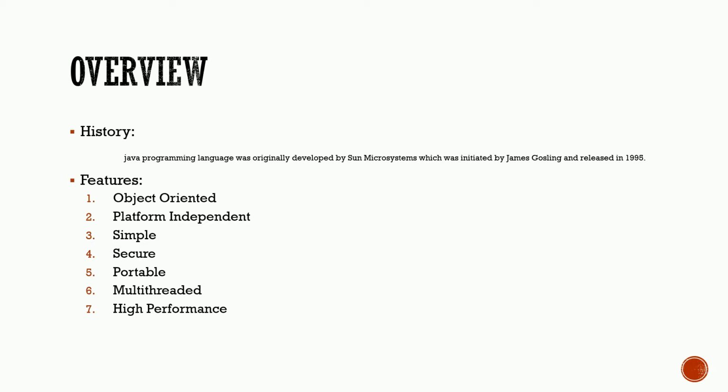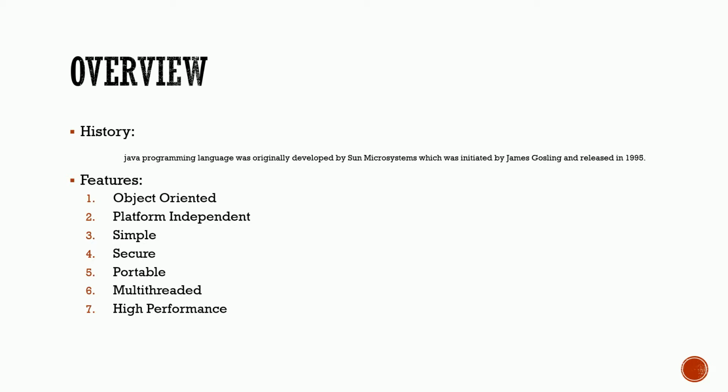What is Java? So basically, what is Java? Java is a simple object-oriented programming language that was initiated by James Gosling and was originally developed by Sun Microsystems. Now it is taken over by Oracle. So Java is an object-oriented programming language, and it is platform independent. We'll discuss this.